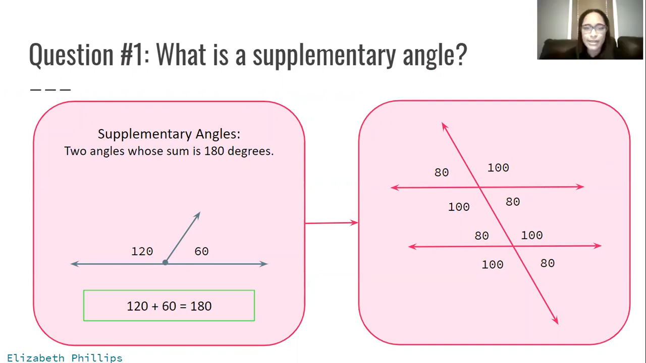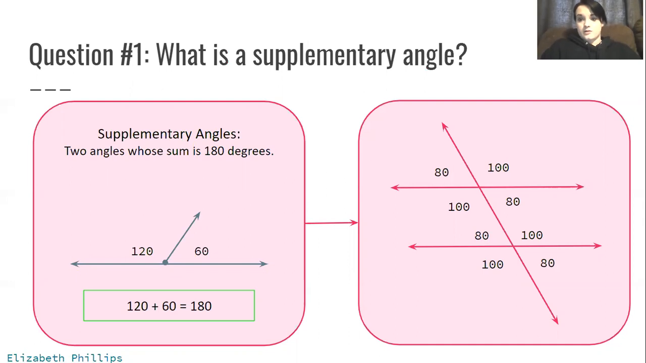Okay, Elizabeth, what is a supplementary angle? A supplementary angle is basically an angle or two angles whose sum is 180 degrees. So if you look at our box to the left, I have a little example. You have a straight line, and then you have a ray going right through. It's making two angles. The first one makes up 120 degrees. The second one makes up 60 degrees. And when you add those together, you get 180 altogether, which means that these are supplementary angles.